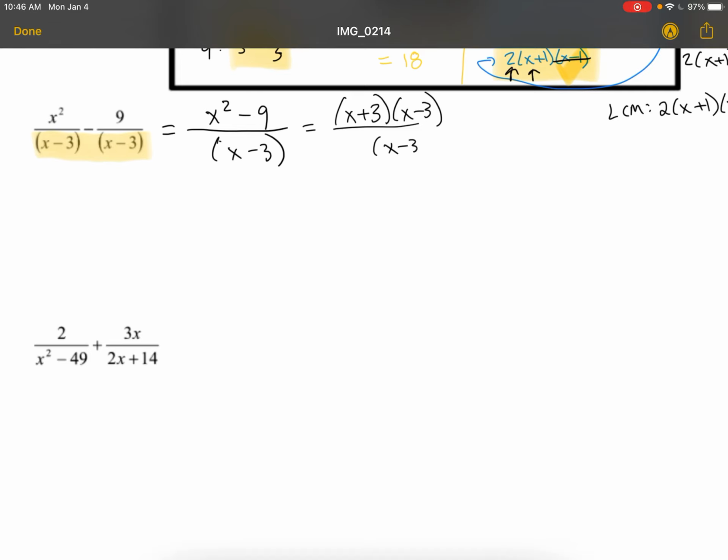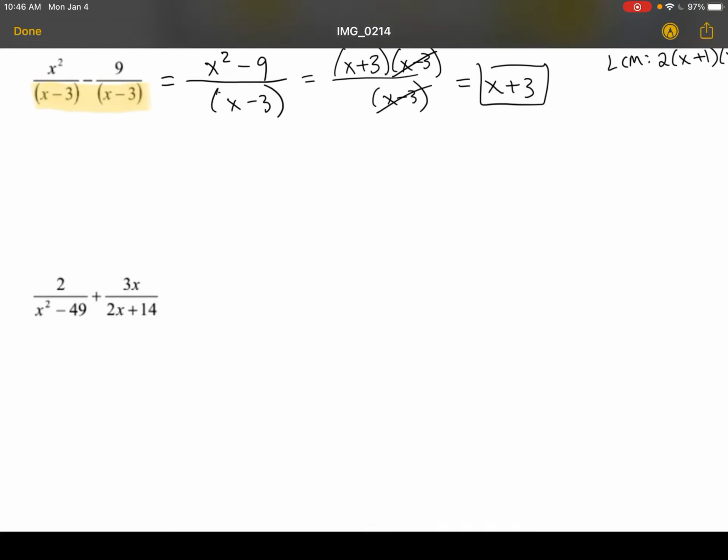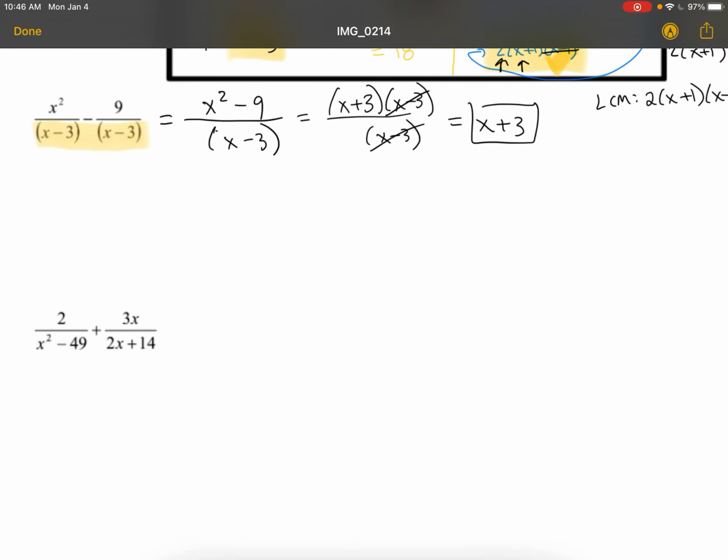We still have x minus 3 on the bottom. So like we were working on over the last couple of weeks now, if you see something that's the same on the top and the bottom, you're allowed to simplify those, and you're actually just left with the final answer of only x plus 3. So that's that first full example. Our life is made a little bit easier because our denominators are exactly the same. But what happens when they're not?